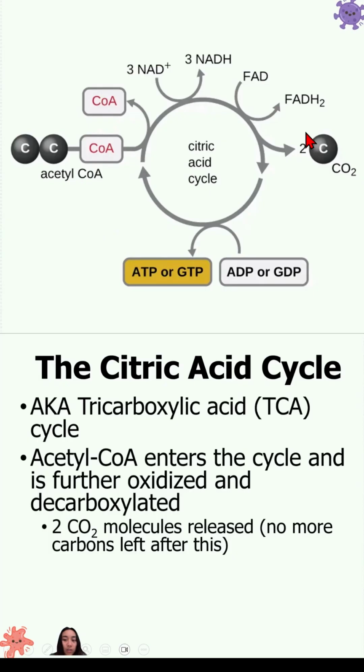So what's going to happen is it's going to be decarboxylated 2 more times. So we're going to release 2 more CO2 molecules. Now that is all of the carbons, right? So acetyl-CoA only has 2 carbons. If we release 2 CO2s, that's it.